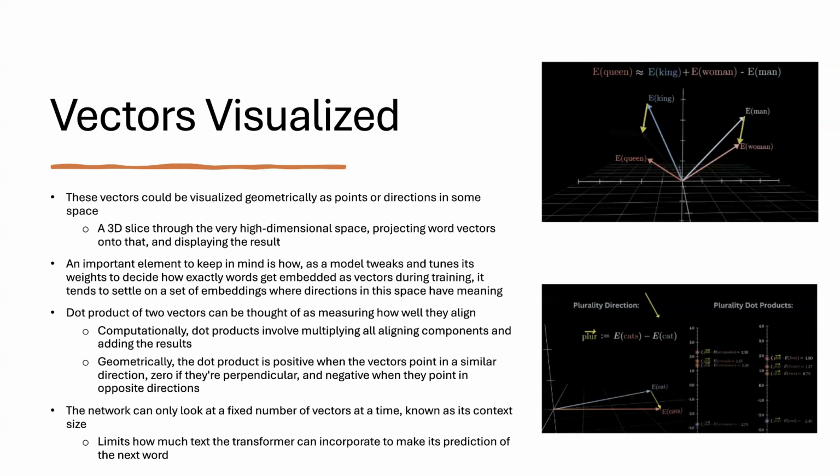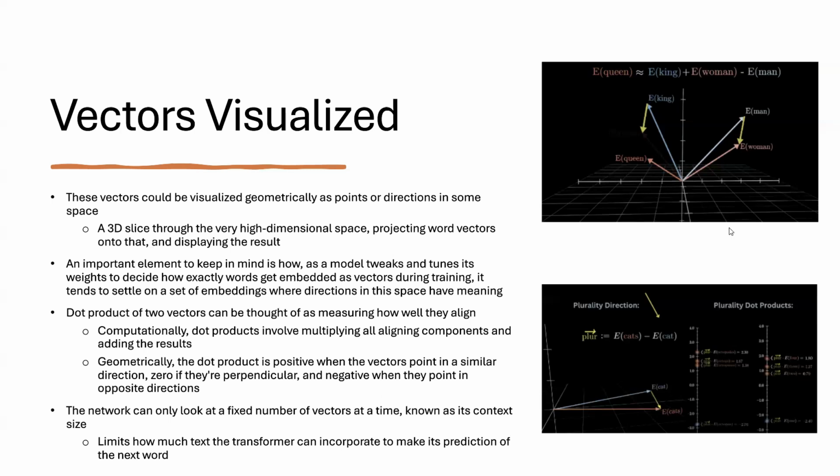Now, dot products of two vectors can be thought of as measuring how well they align. Computationally, dot products involve multiplying all aligned components and adding the results. Geometrically, the dot product is positive when the vectors point in a similar direction, zero if they're perpendicular, and negative when they point in opposite directions. The network can only look at a fixed number of vectors at a time, known as its context size, which limits how much text the transformer can incorporate to make its prediction of the next word.